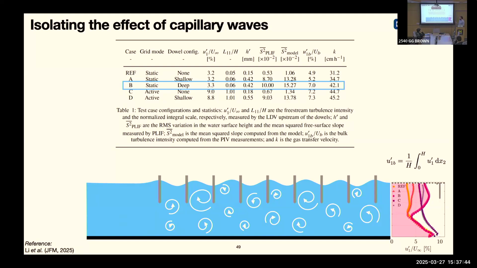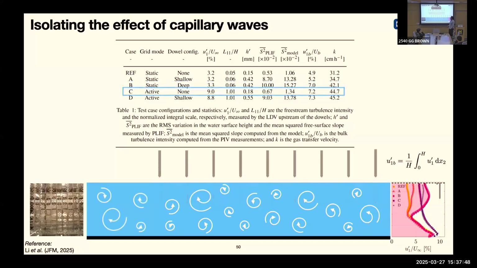So now this is where things get interesting. This is kind of what people had done before. We use our active grid to, as close as we can, make the same turbulence intensity, but now there's no waves on it. So what we've done is we replicated this test case by removing the waves, putting the same amount of turbulence into the flow.